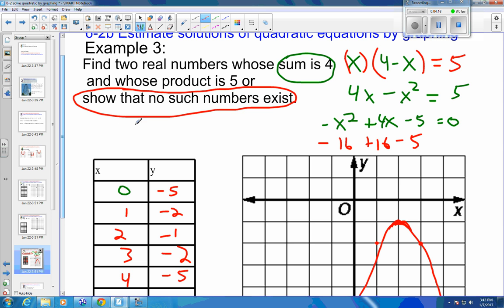So there's no such number is your answer. And you can write the empty set or say no such number exists.